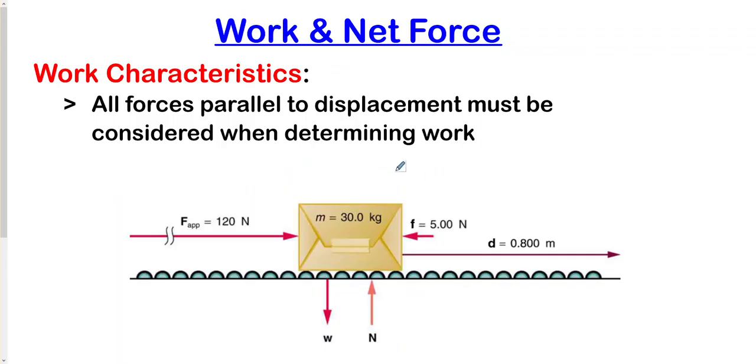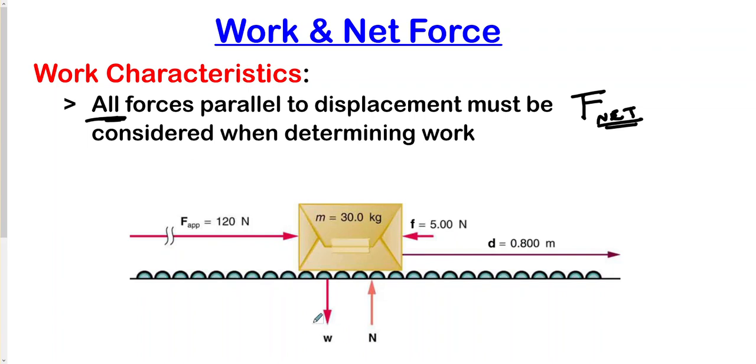When we experience situations where there is more than one force acting on an object, all forces parallel to the object's displacement must be considered. In other words, we have to consider the net force that is related to it, as always. So in this case, there are two forces acting parallel to the displacement. The displacement here is 0.8 meters to the right. So we're moving along this conveyor belt.